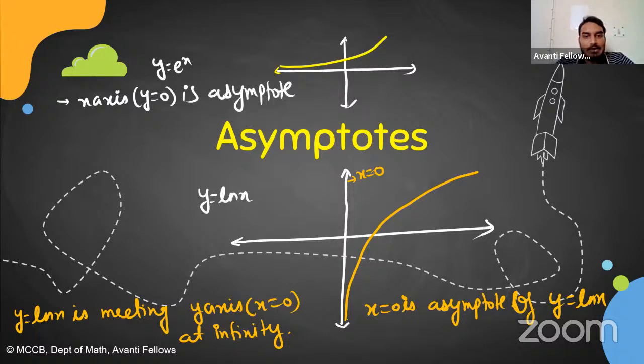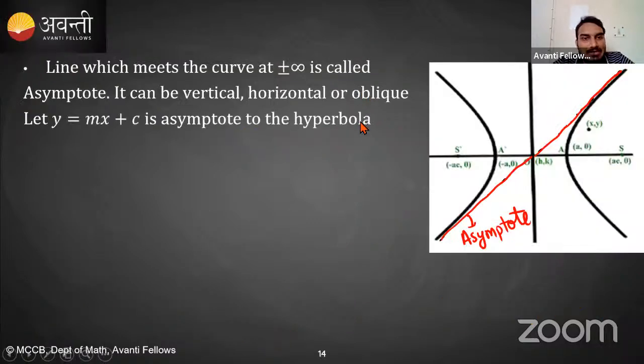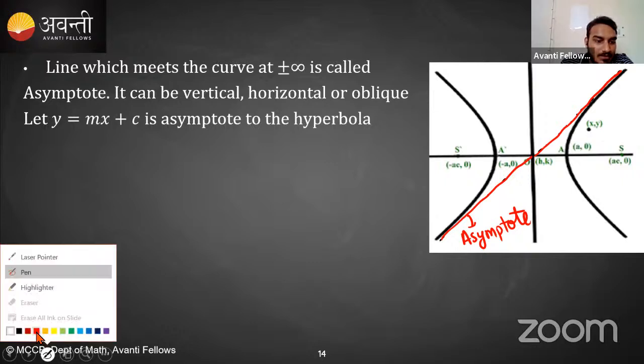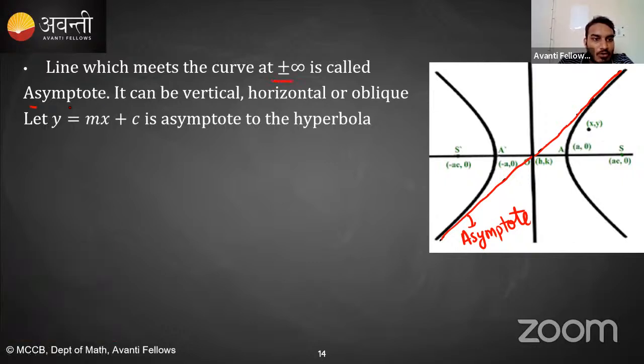First of all, the line at which our curve is meeting at infinity or minus infinity, we call that particular line an asymptote. Now that line need not be only horizontal or vertical, maybe it is at some angle with respect to the x-axis. Is that clear? So this is the definition of the asymptote: a line which meets the curve at plus minus infinity is called an asymptote, and this line can be vertical, horizontal, or at some angle, oblique, right?